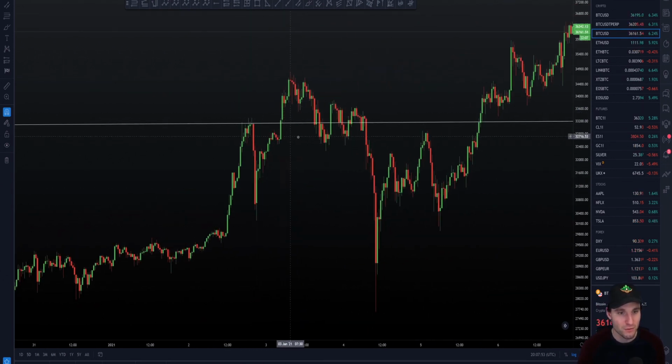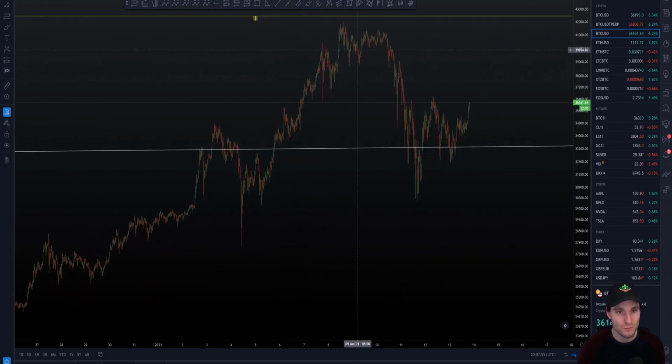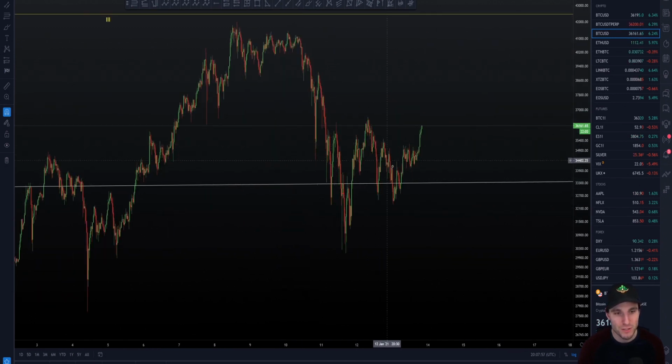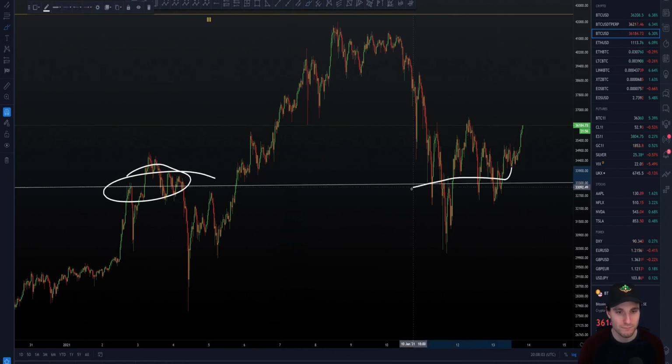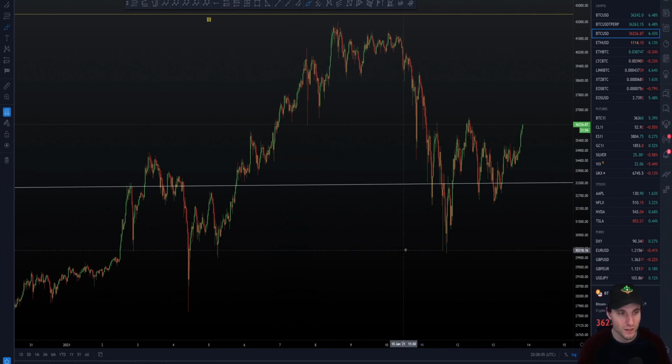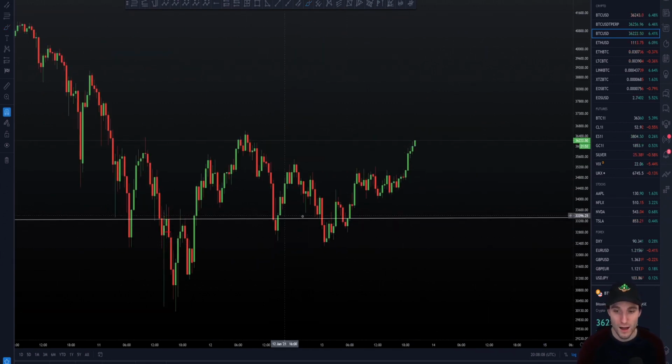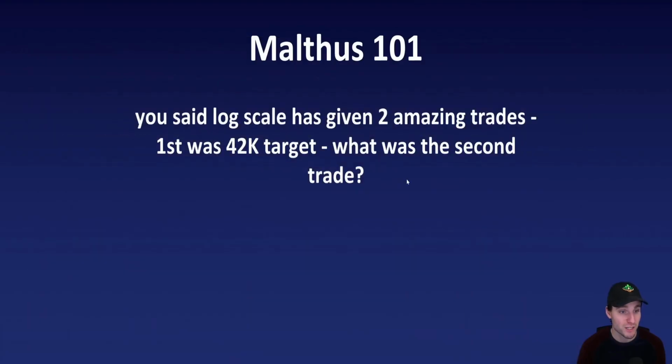You then had a bit of resistance, moved up to 42k. You come back to it almost. So yeah, that was a nice resistance back into support, really. You can see here, resistance back ultimately into support. Okay. So yeah, that was the other trade.